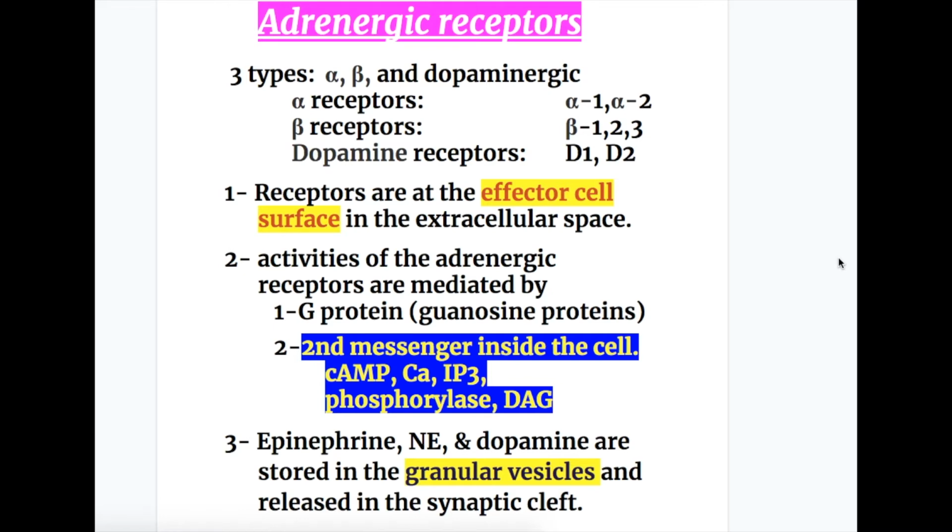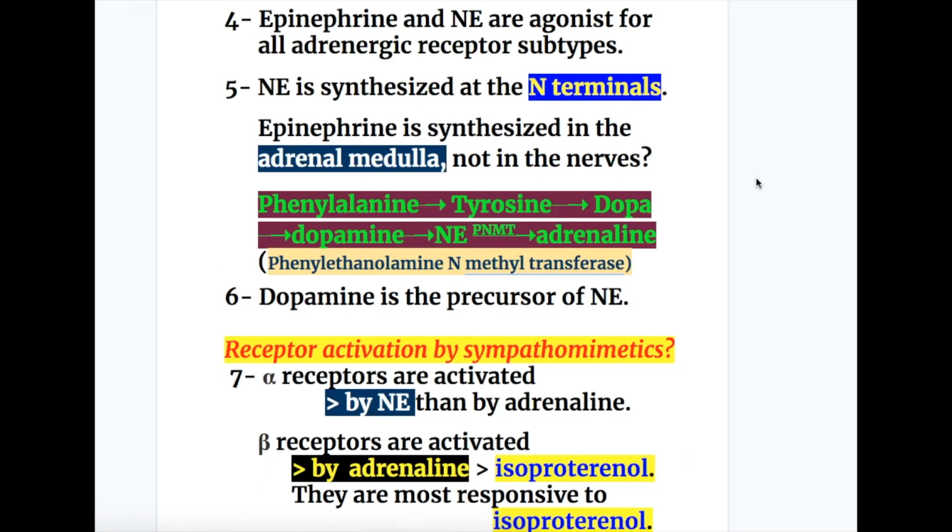Activities of the adrenergic receptors are mediated by number 1, G protein, guanosine proteins, and number 2, by second messengers inside the cell. They include cyclic AMP, calcium, inositol triphosphate, phospholipase, and diacylglycerol. Number 3, epinephrine, norepinephrine, and dopamine are stored in the granular vesicles and released in the synaptic cleft. Number 4, epinephrine and norepinephrine are agonists for all adrenergic receptor subtypes.